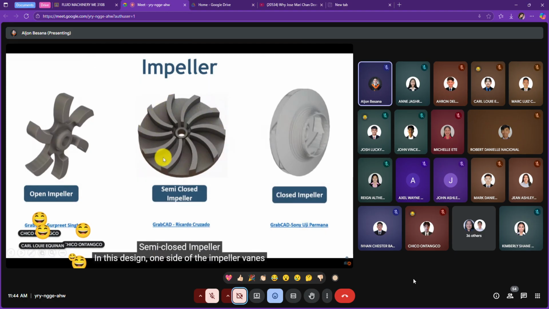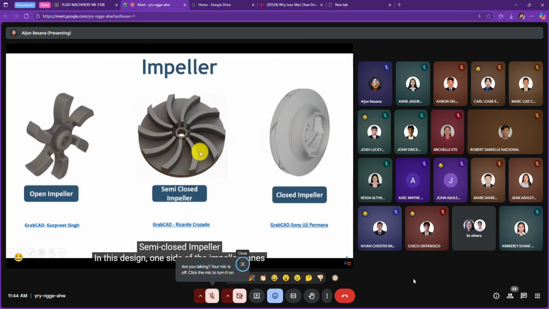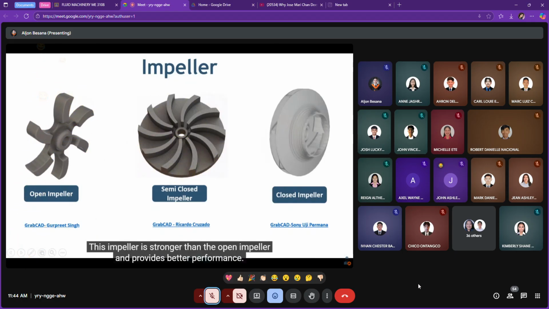Impeller. In this design, one side of the impeller vane is attached with a circular disc. This impeller is stronger than the open impeller and provides better performance. This impeller can handle liquid with some particles without choking.